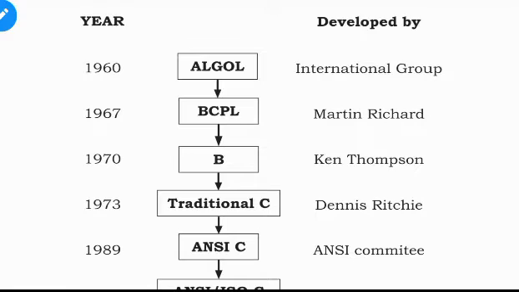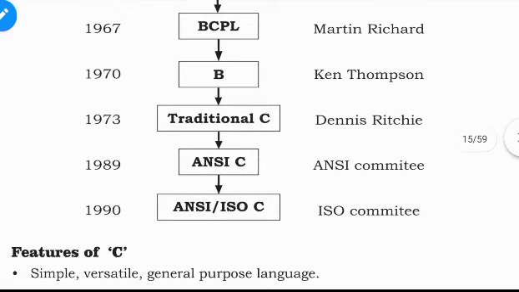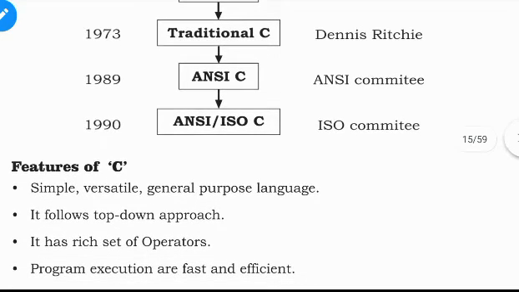First, the year, the language name and who developed it. First one, 1960, ALGOL, International Group. 1967, BCPL, developed by Martin Richards. In 1970 the language B evolved, developed by Ken Thompson. In 1973, traditional C, developed by Dennis Ritchie, whom we call the developer of C language. Then 1989, ANSI C, developed by the ANSI committee. Then in 1990, ANSI and ISO together formalized that C that was derived in the last version.